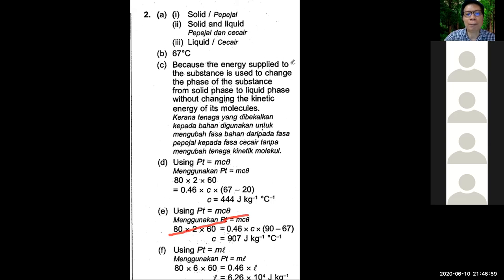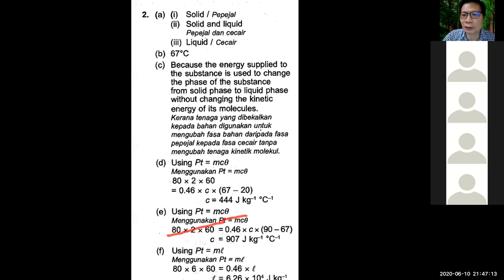because energy supplied to the substance is used to change the phase of the substance from solid to liquid without changing the kinetic energy. So as I said, used to break the intermolecular binding force, right? The same as this. Used to change the phase. Change phase means change solid to liquid, without changing the kinetic energy. The kinetic energy never changes, so the temperature remains the same.